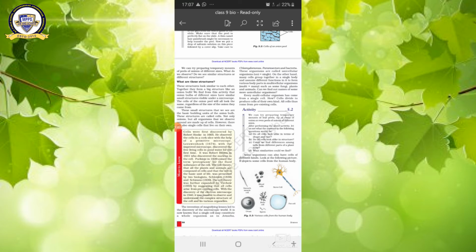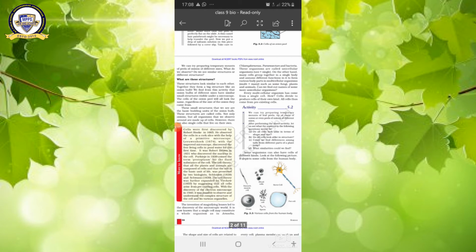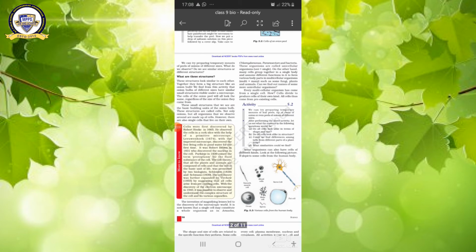Uni means single. On the other hand, many cells group together in a single body and assume different functions in it to form various body parts in multicellular organisms. Multi means many, such as some fungi, plants, and animals. Can we find out names of some more unicellular organisms?